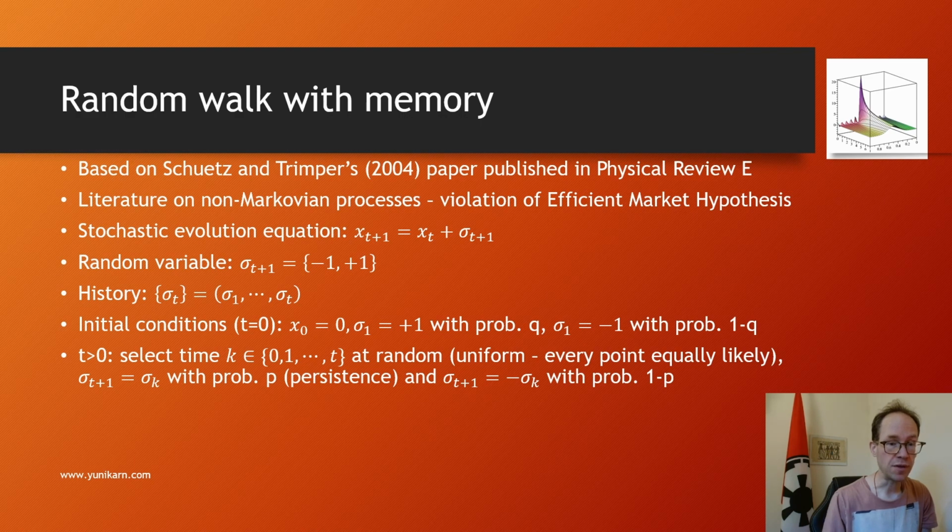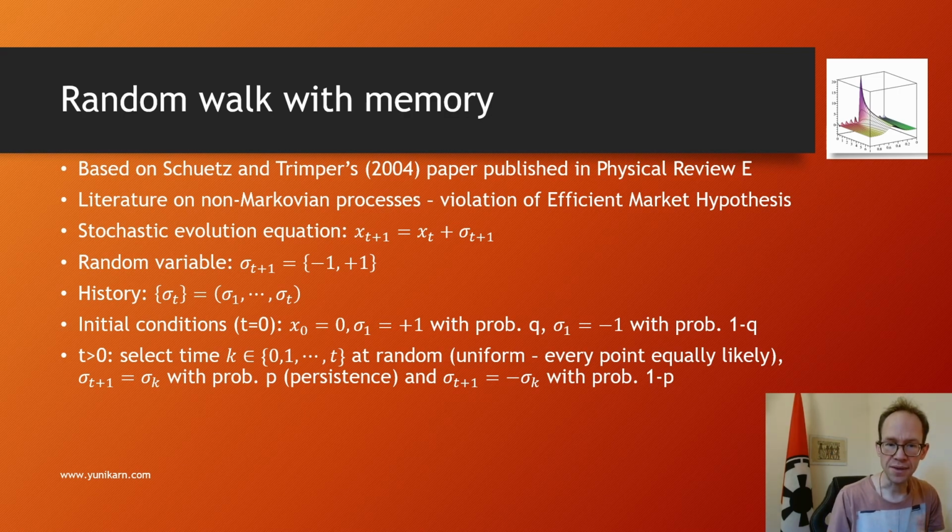Initial conditions at t equal to 0 apply. It is plausible to assume that initially we are at 0, but of course you can put the random walker wherever you wish. And as there is no prior history, we select the random variable as follows. Sigma_1 is plus 1, so a right move, with probability q, and sigma_1 is equal to minus 1, a left move, with probability 1 minus q.